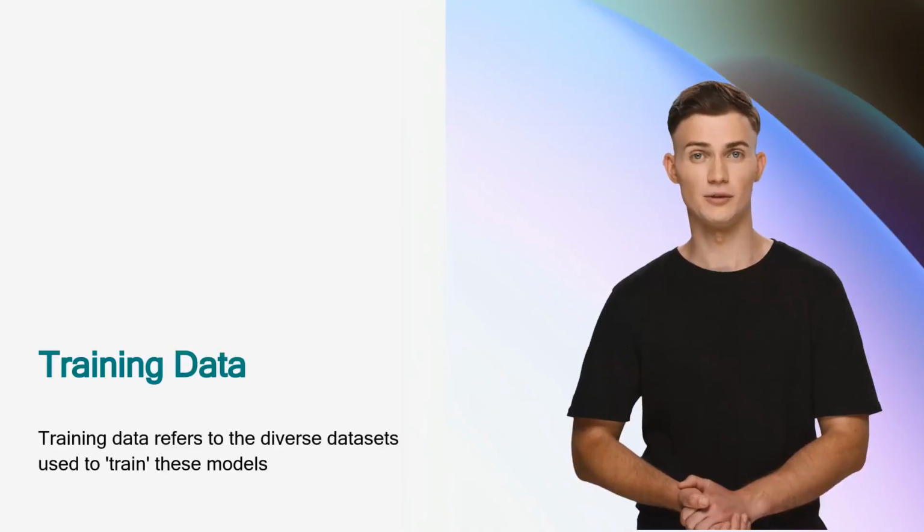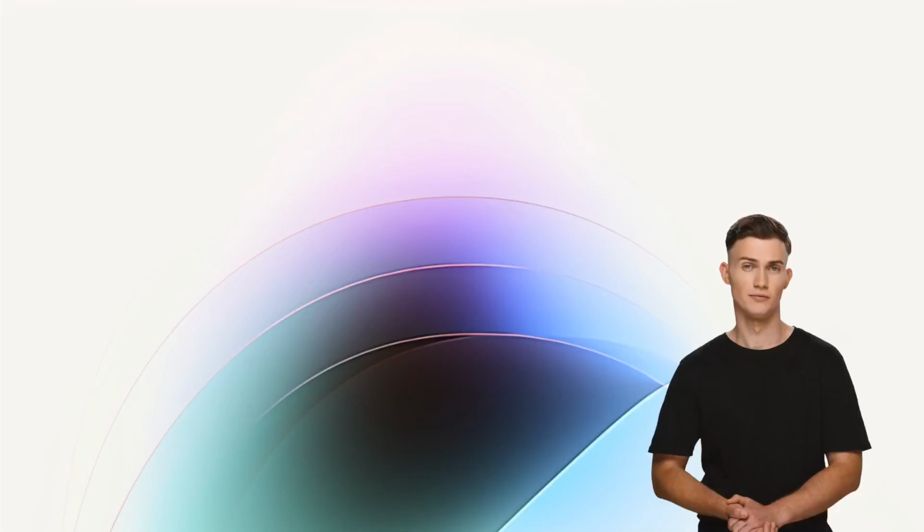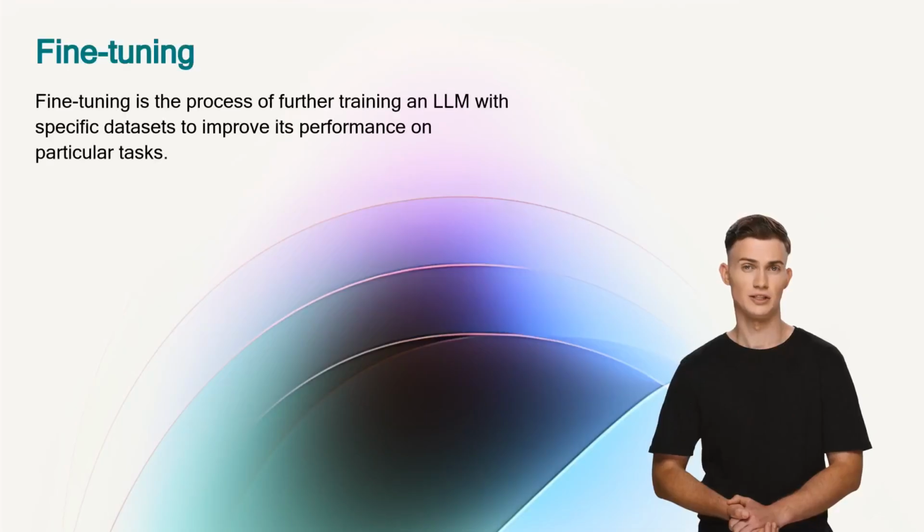Next, let's talk about training data. Training data refers to the diverse data sets used to train these models. This data can include books, articles, websites, and other forms of written content. The variety and quality of the training data significantly influence the model's ability to understand and generate coherent and contextually appropriate responses. Now let's understand fine-tuning.